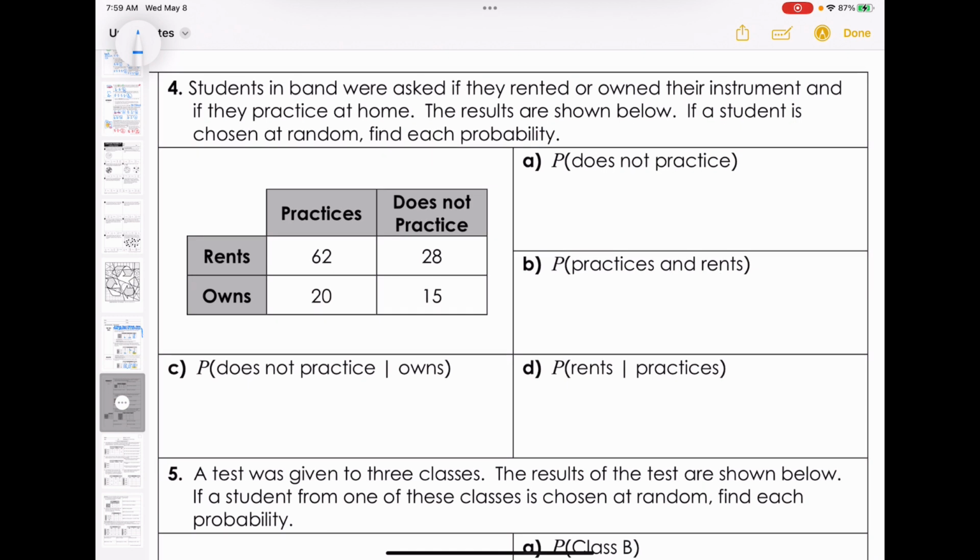Students in a band were asked if they rented or owned their instrument and if they practice at home. Their results are shown in the table below. If a student is chosen at random, find each probability.